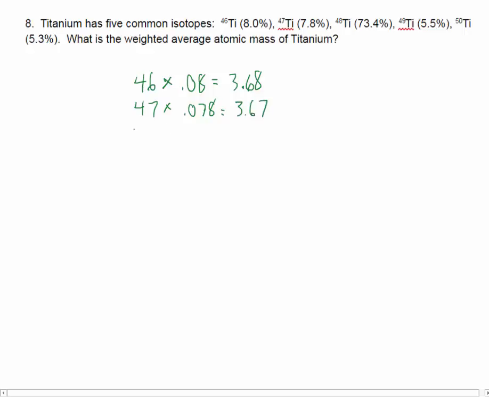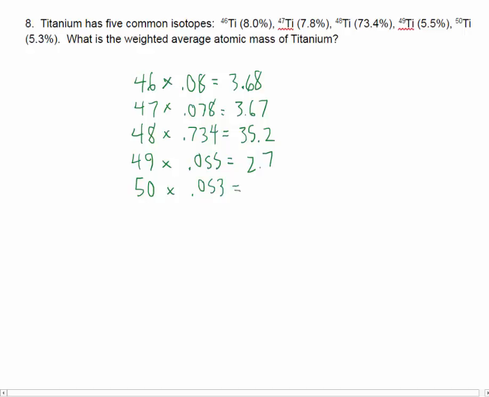Then you have isotope 48, titanium 48, which has a percent abundance of 73%, so it is the brunt of the titanium atoms. So if you analyzed a big sample of titanium and you sorted it out, you'd see most of it was titanium 48. The answer here is 35.2, and then 49 times 0.055 gives you 2.7, and finally isotope 50, 0.053, so 5.3%, gives you an answer here of 2.65.